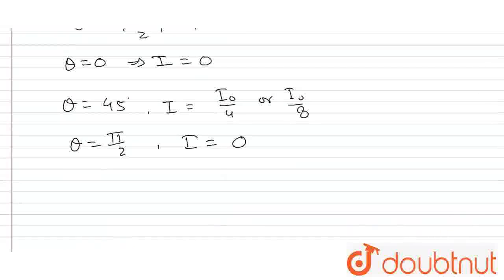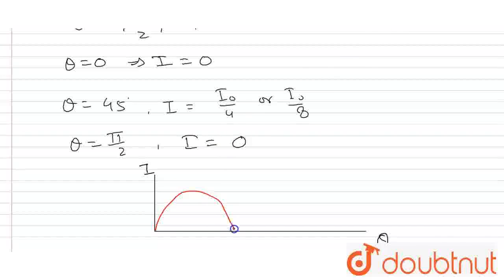Now if we plot the graph, this is intensity and this is theta. So the graph is, this is 0, this is pi by 4, this is pi by 2, 3 pi by 2, pi. So this is the intensity variation with theta.